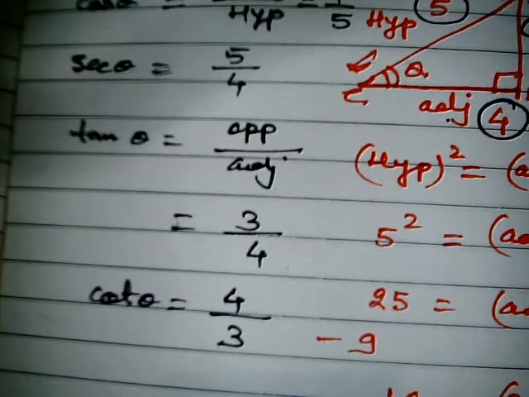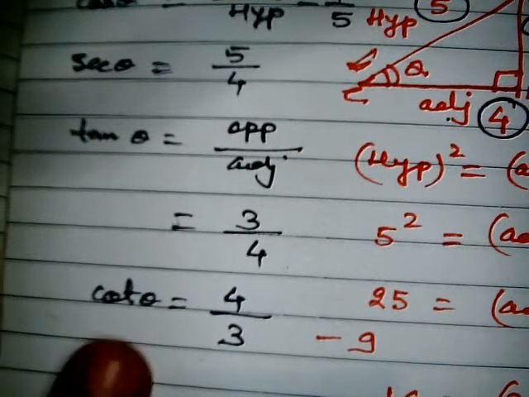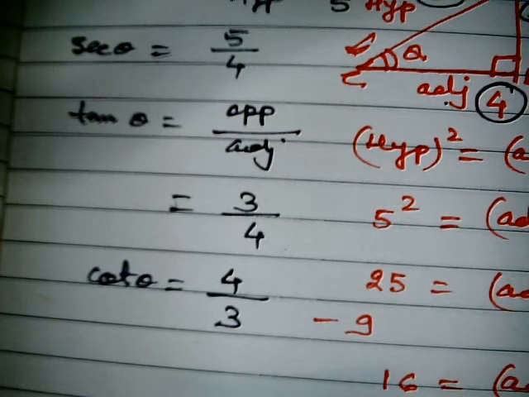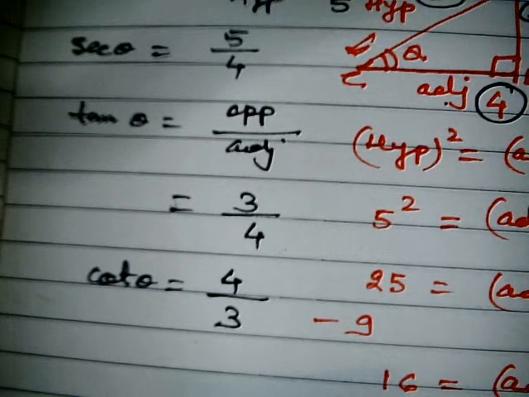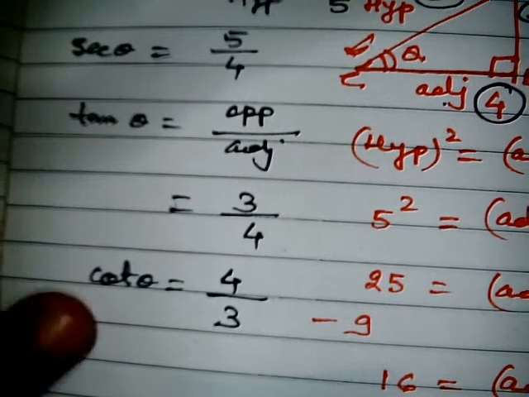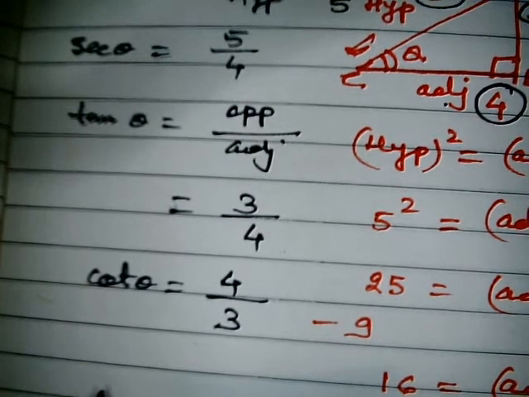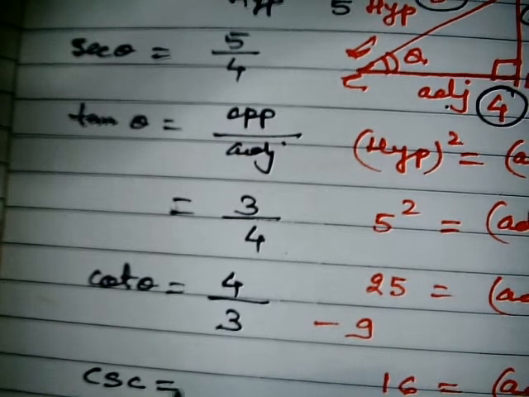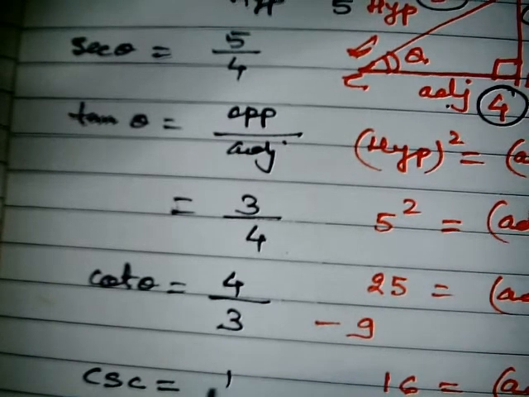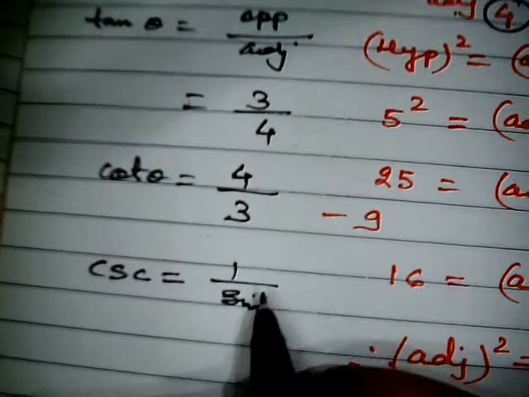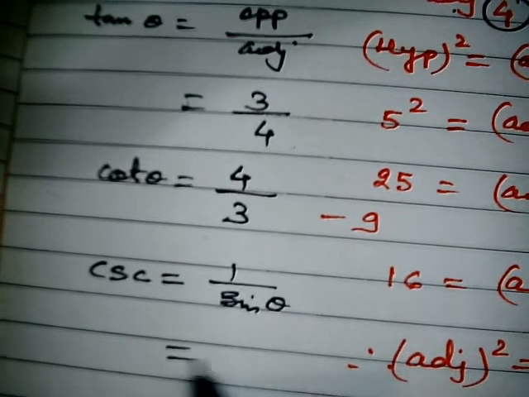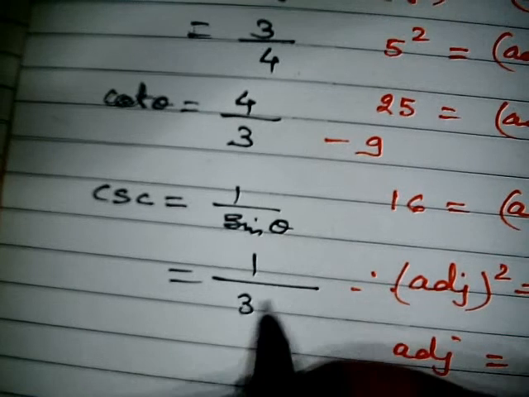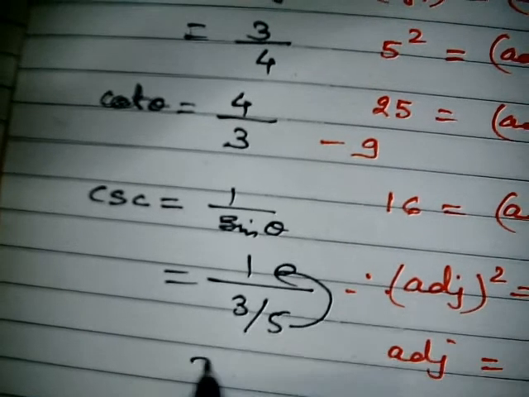Now I have calculated sine, cos, sec, tan and cot. Sine was given as 3 by 5, and sine and cosec are reverses. So cosec is going to be 1 upon sine theta, and the sine theta value was 3 by 5, so this 5 goes up, so 5 by 3. This way you can calculate all the values when any one of the ratios is given.